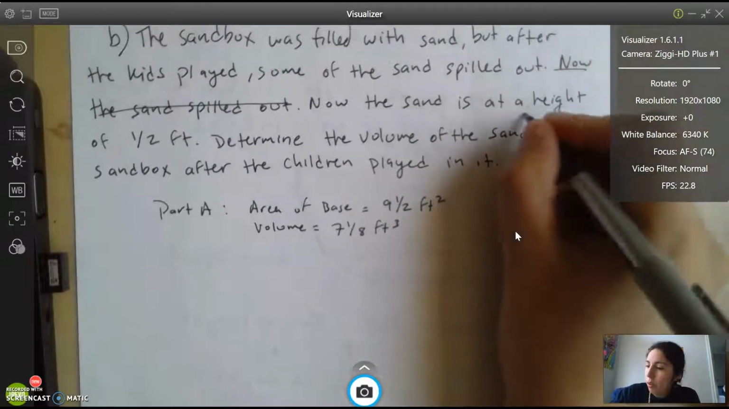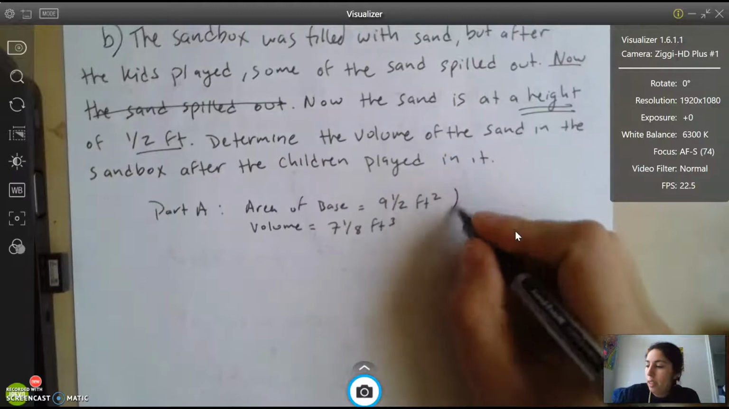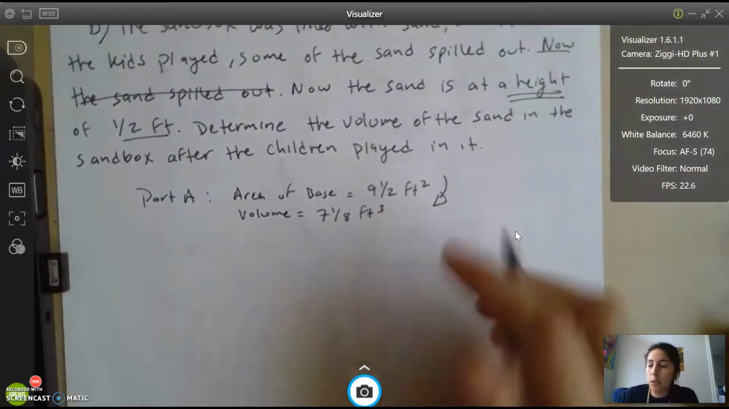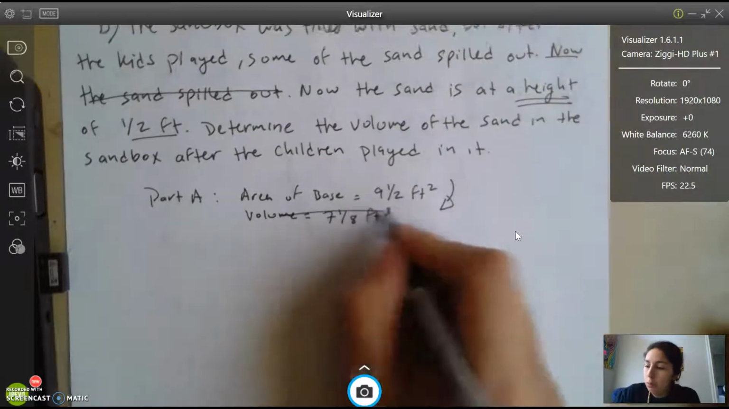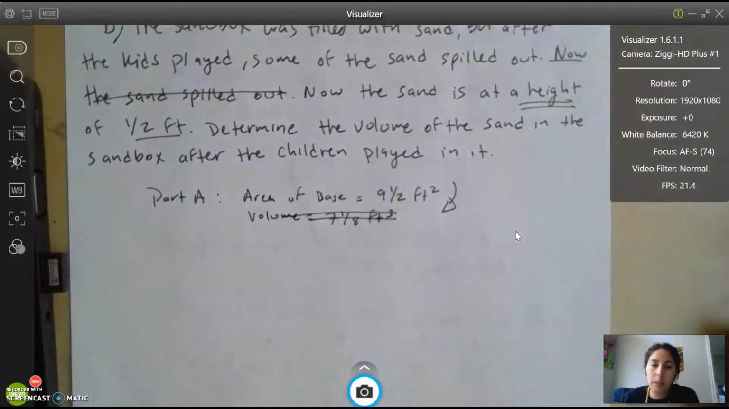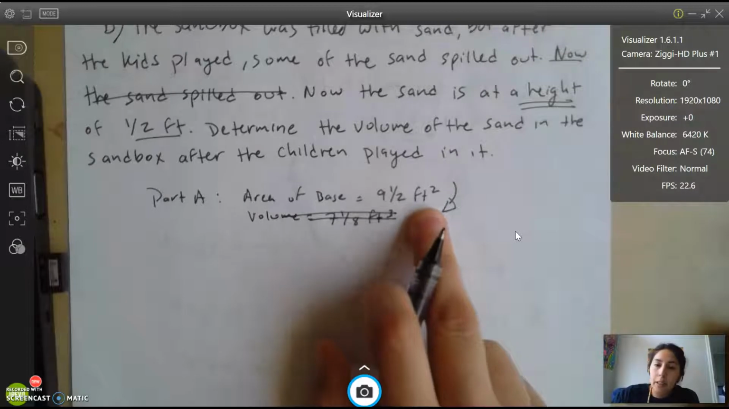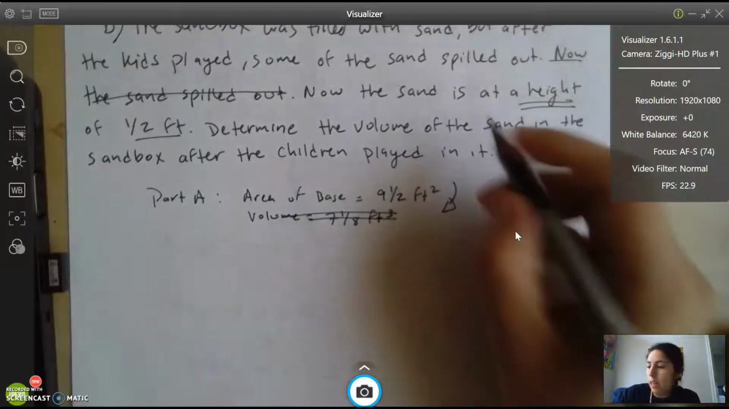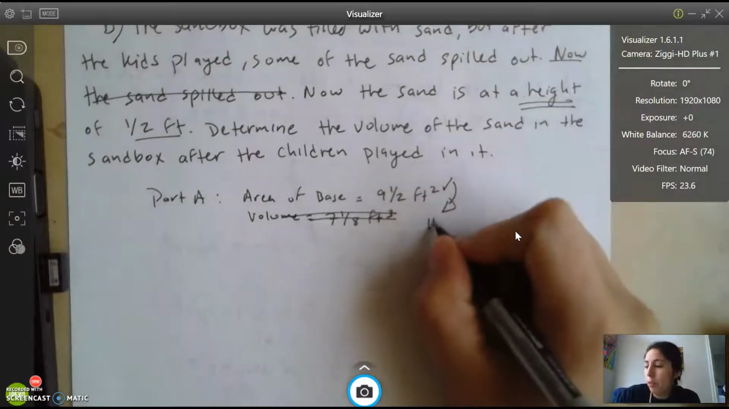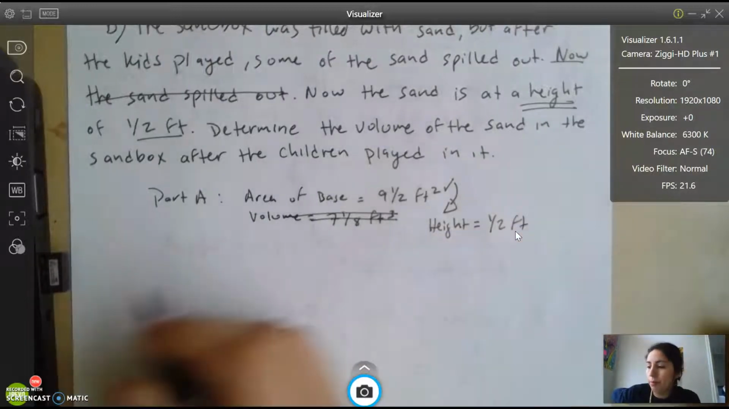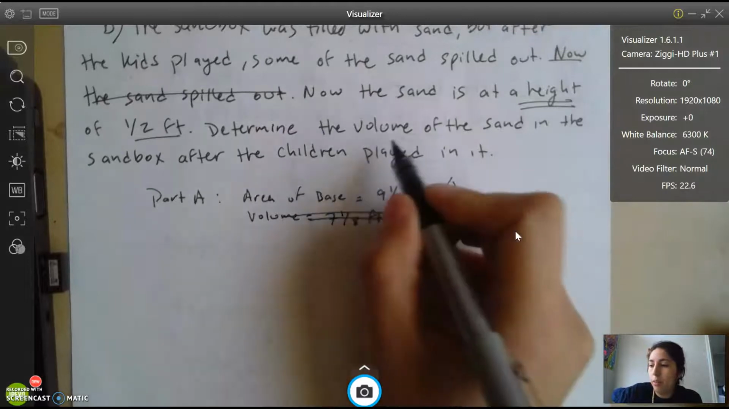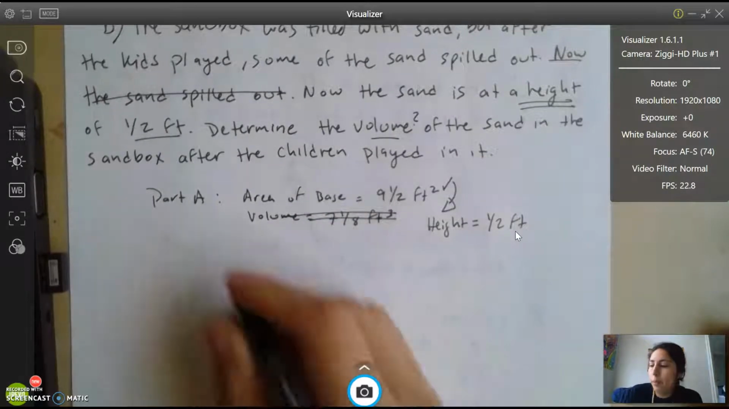Okay, so the new height is 1/2 foot. This is the information that I had previous to it. So the volume, the old volume, no longer applies because some of the sand spilled out. The sandbox did not change shapes, so the area of the base still stands, but I have a new height of 1/2 foot. And it's asking me to find the volume. All right, here we go.